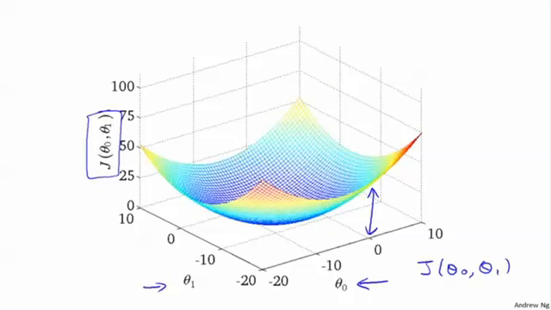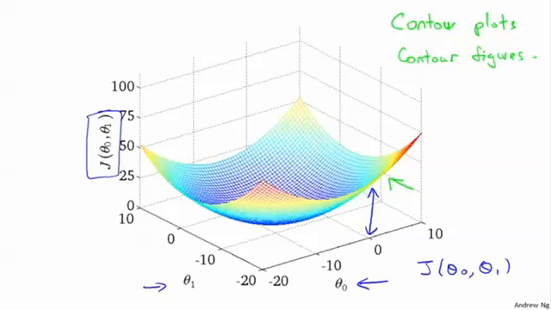Now, for the purpose of illustration, in the rest of this video I'm not actually going to use these sorts of 3D surfaces to show you the cost function j. Instead, I'm going to use contour plots, or what I also call contour figures. I guess they mean the same thing, to show you these surfaces.